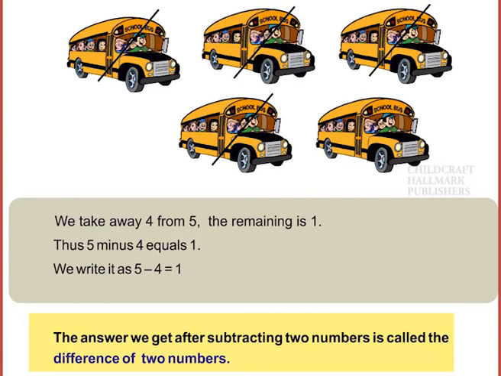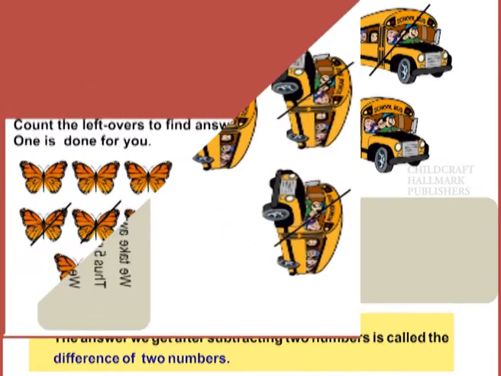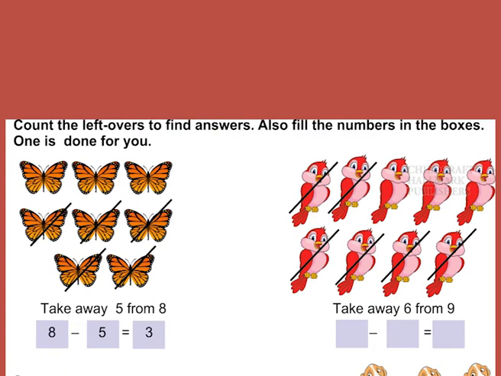The answer we get after subtracting two numbers is called the difference of two numbers. Count the leftovers to find answers. Also fill the numbers in the boxes. 1 is done for you. Take away 5 from 8. 8 minus 5 is equal to 3.